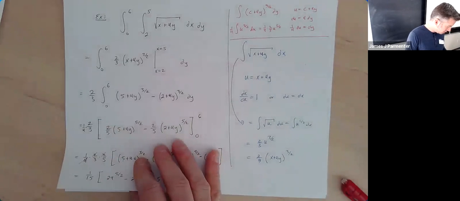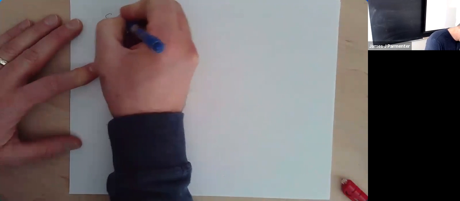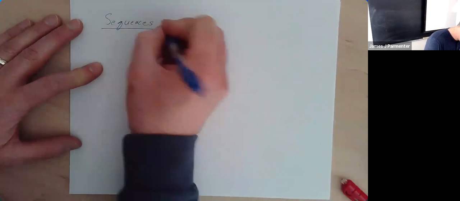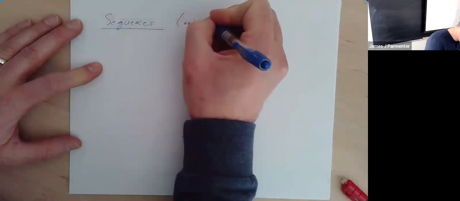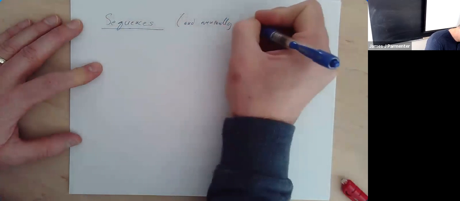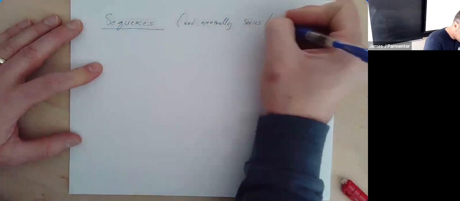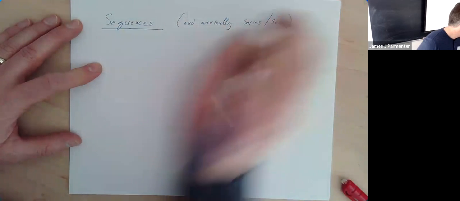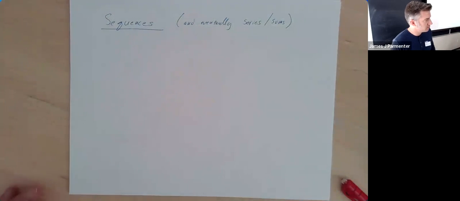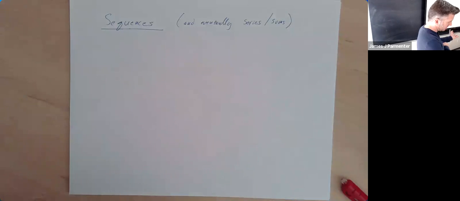All right, let's change gears a bit. Let's talk about sequences, and eventually series. Or a better word is sums, but people say series. So sequence, what do I want to say about sequence? A sequence is really just a list of numbers in a specific order. Or you could say it's a set of numbers in a specific order.